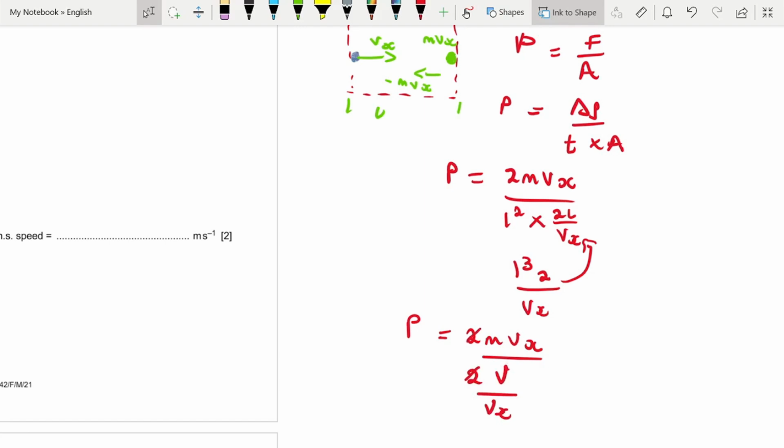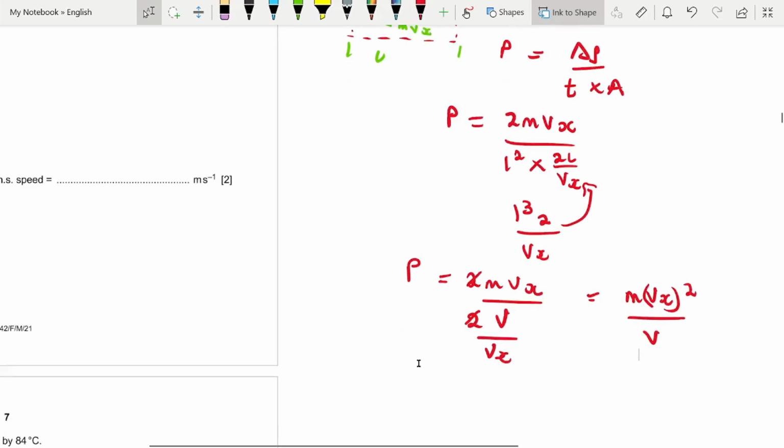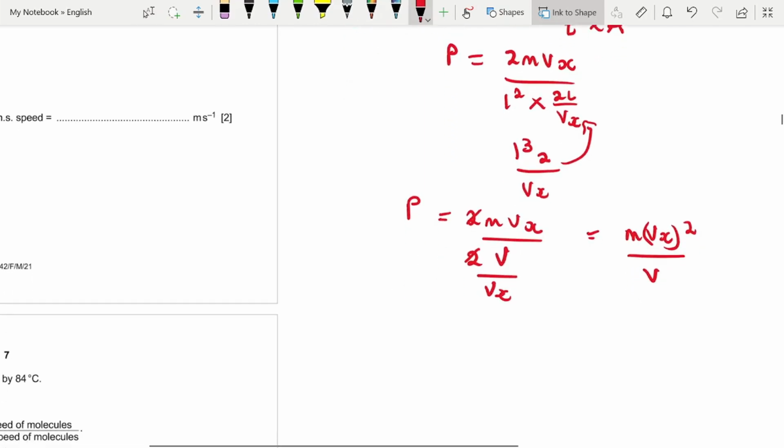These two things cancel out, so we just have 2V divided by that specific thing. And then our Vx is going to flip and go to the top. So we're going to have m Vx squared divided by V. And if you put it on one side, we're going to have PV equal to m Vx squared.